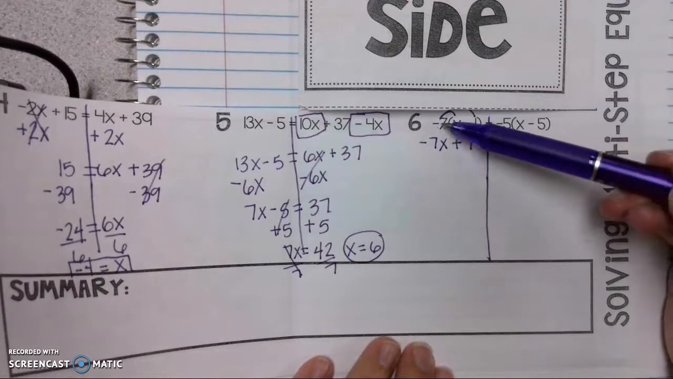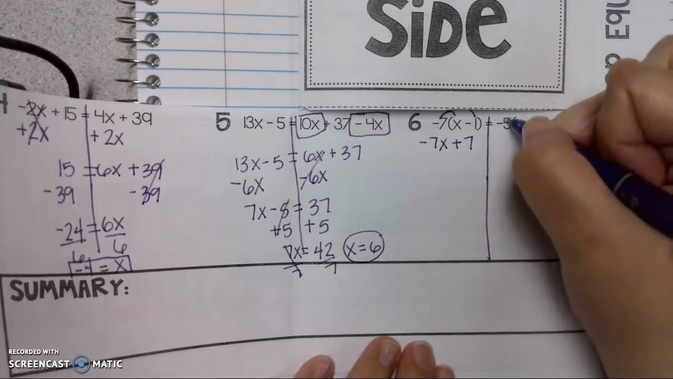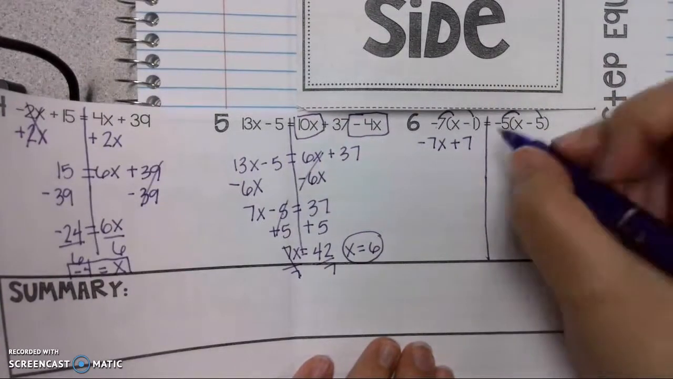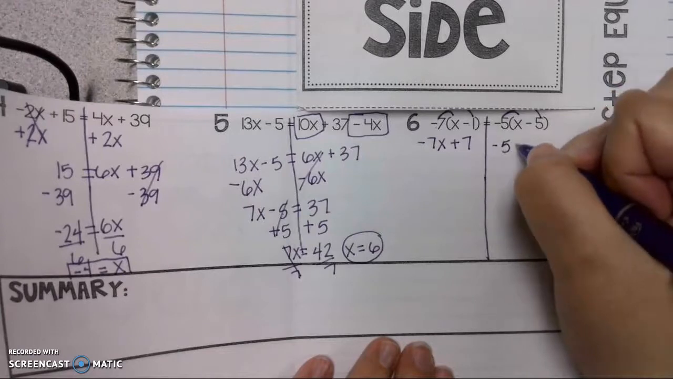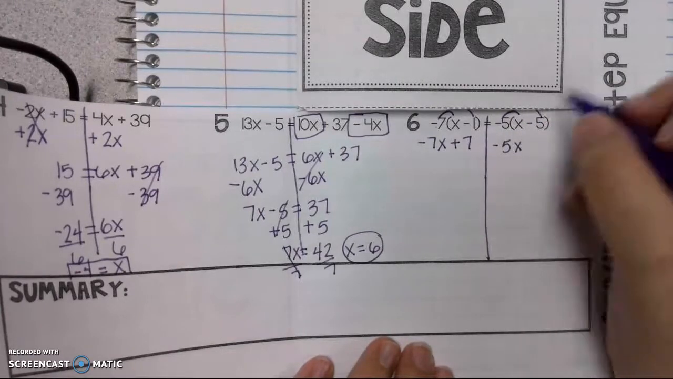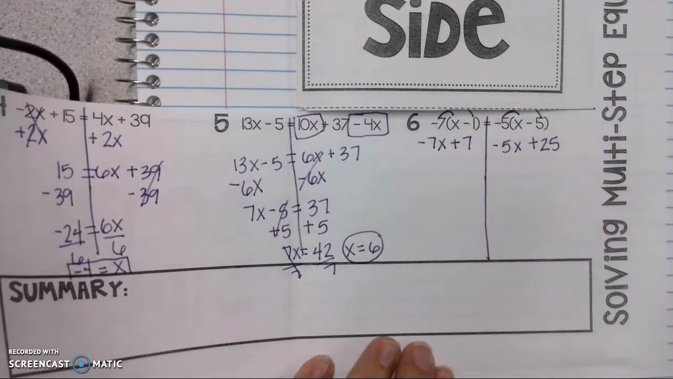That's where I see my most common mistakes, is multiplying our negatives. Be really careful with that. Same thing over here. Negative 5 times x is a negative 5x. Negative 5 times negative 5 is a positive 25.